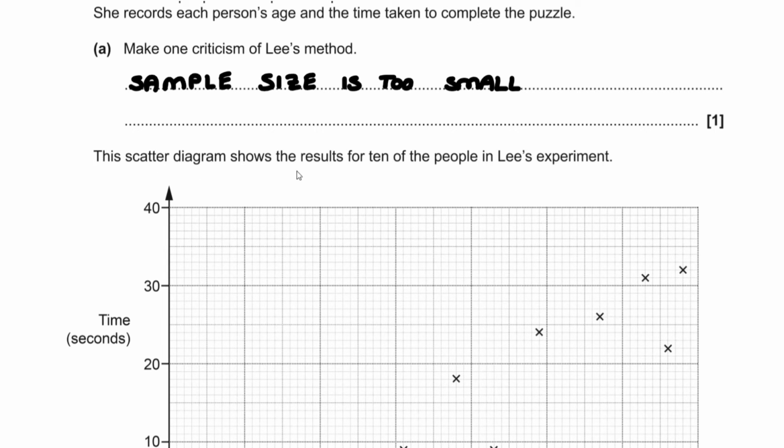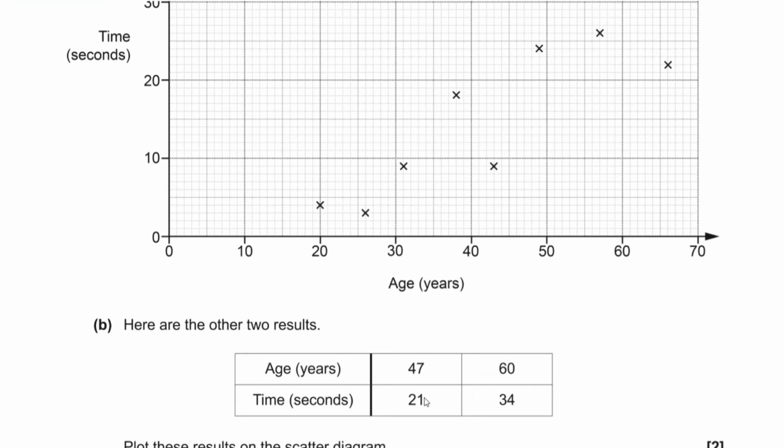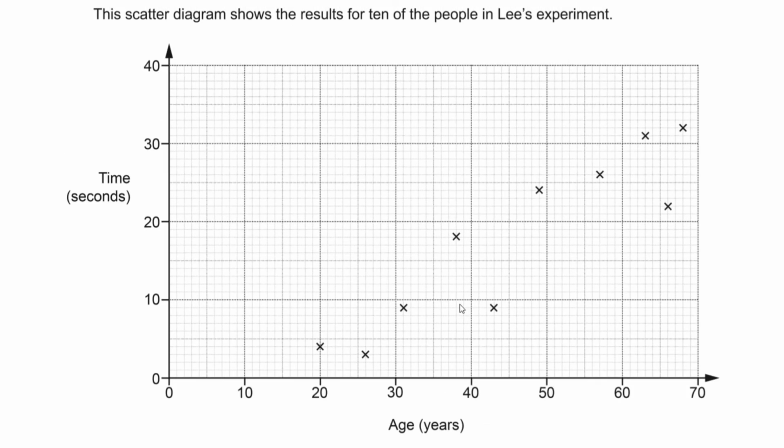The scatter diagram shows the results for 10 of the people in Lee's experiment. Here are the other 2 results. So for part B, we have to plot these results on the scatter diagram. So we've got an age of 47 and a time of 21 seconds. So 47, 21. If we find out where that is, over here.